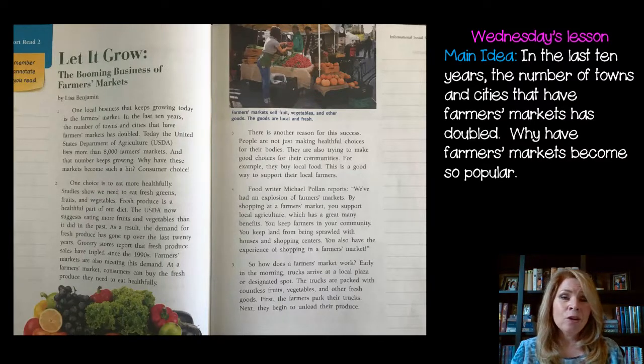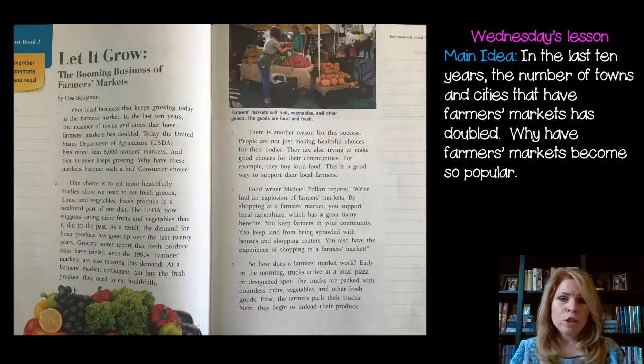So in our unit on communities, we talked a little bit about farmers markets. And remember, farmers markets are like an outdoor market where farmers come to sell their produce, their fruits and vegetables, and the products that they make. Okay, so I can tell from this story, seeing the pictures, our photographs, and seeing captions under the photographs, that this is going to be nonfiction. So as I'm reading, I want to look for those key details.